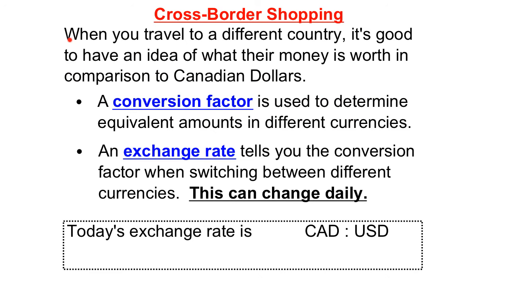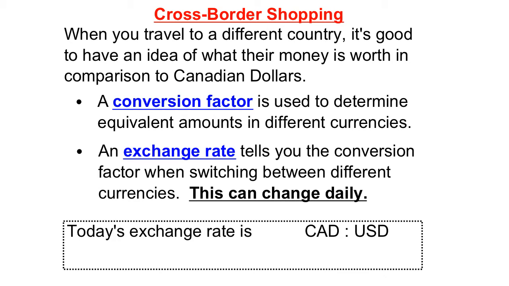In this lesson, we're going to look at cross-border shopping. So all the costs associated with changing between Canadian dollars and any other currency. When you travel to a different country, it's good to have an idea of what their money is worth in comparison to Canadian dollars. A conversion factor is used to determine equivalent amounts in different currencies. An exchange rate tells you the conversion factor when switching between different currencies. And this can change daily.